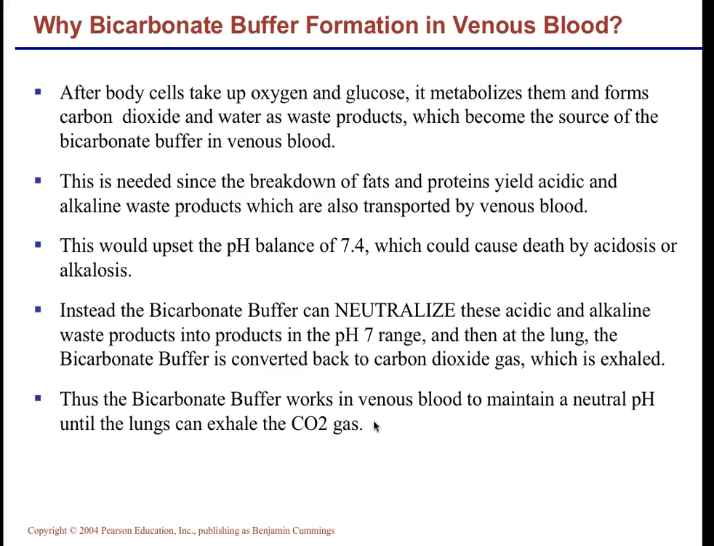To neutralize means to get back into the 7 range, because 7 is neutral. Below 7 is acid, above 7 is alkaline, 7 is neutral. Buffers are a fantastic way of neutralizing strong acids and strong bases, getting them back into the 7 range. So the brilliance of the body is to take 2 waste products, carbon dioxide gas and water, that you know every cell is dumping into the venous blood, get them into the red blood cell that has an enzyme that will make them into the bicarbonate buffer system.